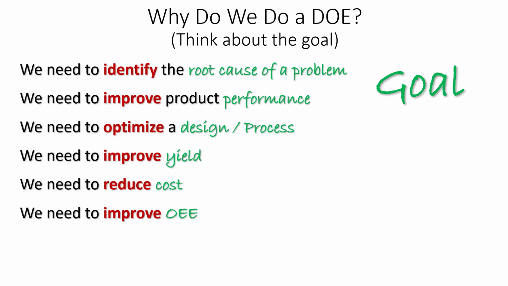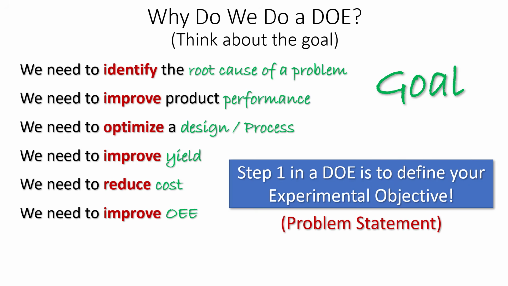Now, it's important for you, before you ever start your DOE, to sit down with your team and make sure that everybody is on the same page about the experimental objective that you're trying to achieve. Why are you doing a DOE? What is the problem statement that you're trying to solve? What is the objective of your experiment?